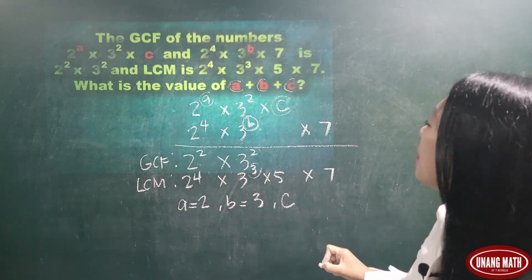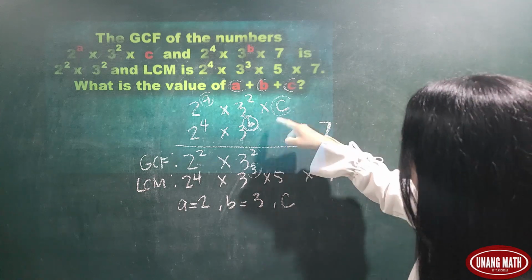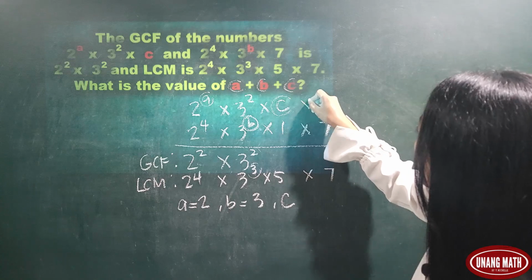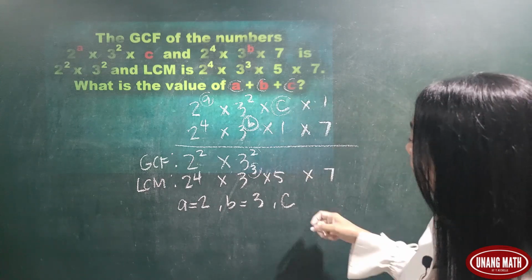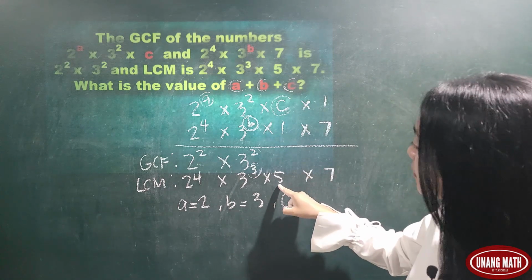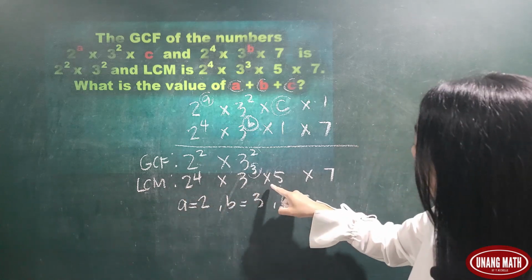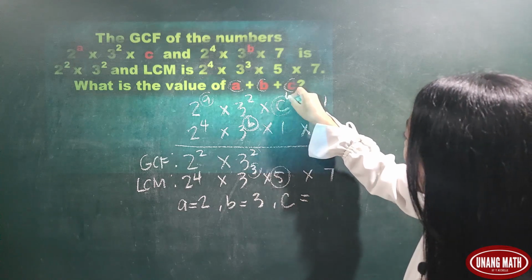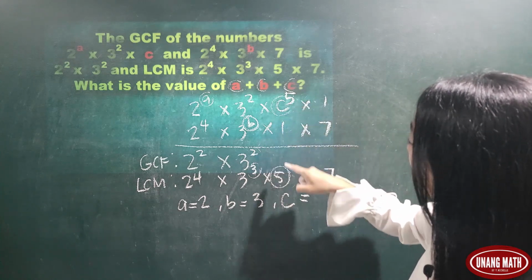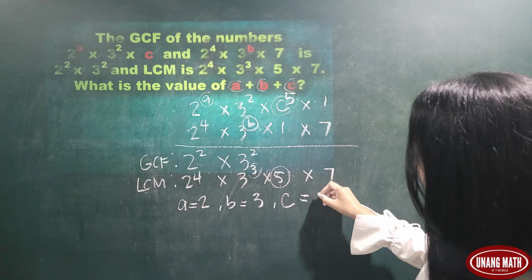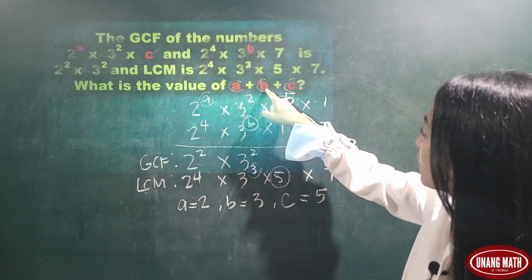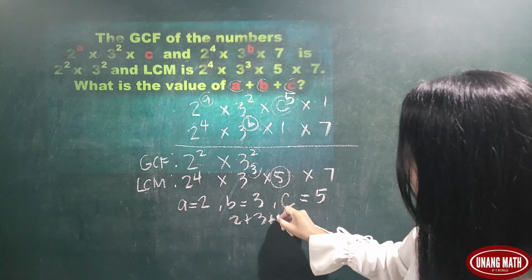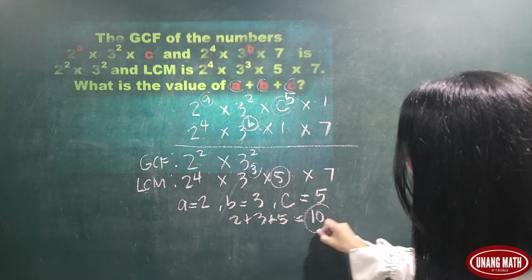Okay, next, how about C? The empty space here means 1. So this is times 1, this is also times 1. Looking at the LCM, the number here is 5. So C is 5, because 5 is higher than 1. So A plus B plus C is 2 plus 3 plus 5, which is equal to 10.